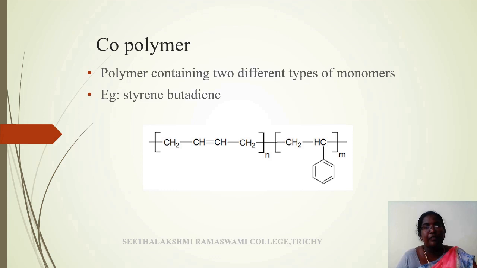A copolymer has two different types of monomers. A variety of monomers can be attached, and the polymer contains two different monomers. For example, we can take styrene butadiene. Here I have given you the structure. If you see the structure, you can see two monomers: one is styrene and the other is butadiene. Both combine to form a different polymer, and that polymer we call a copolymer. So if a molecule contains two different types of monomers, we call it a copolymer.